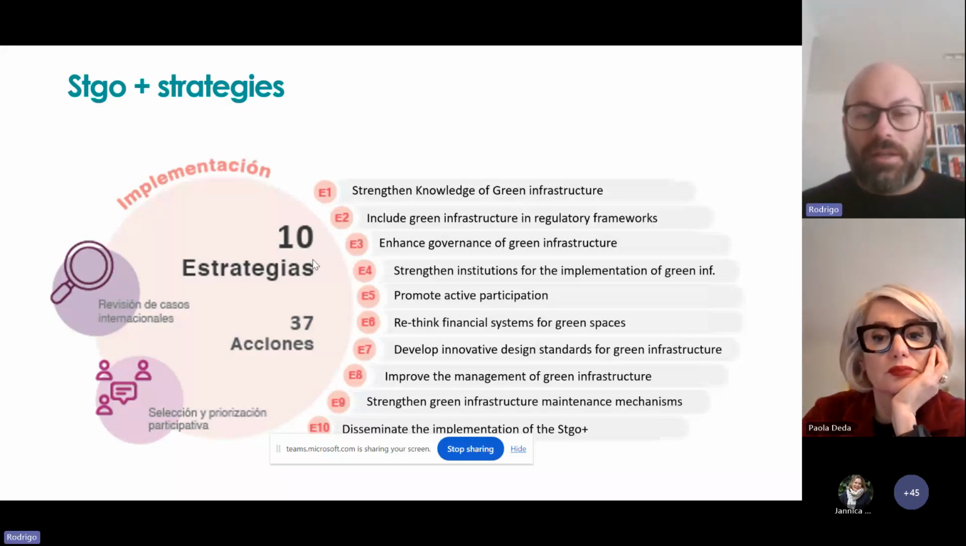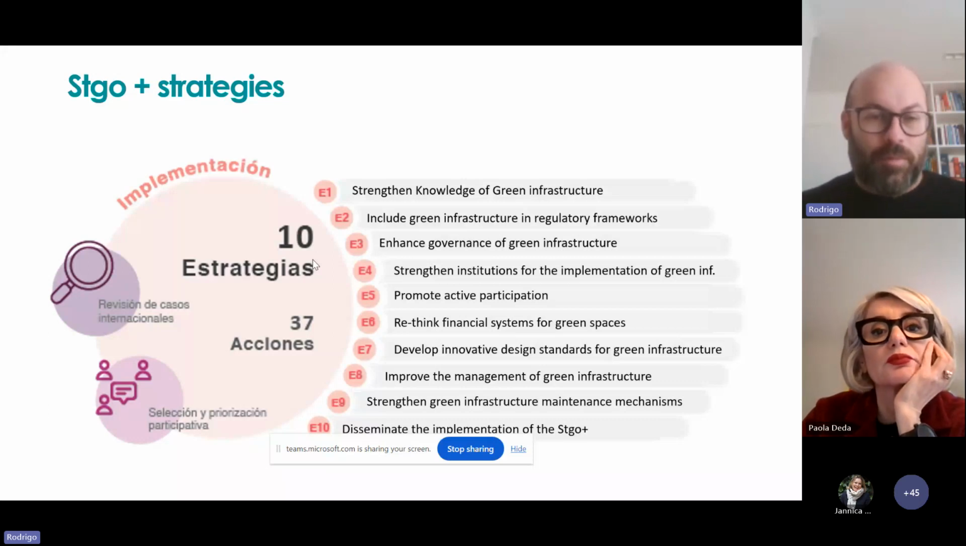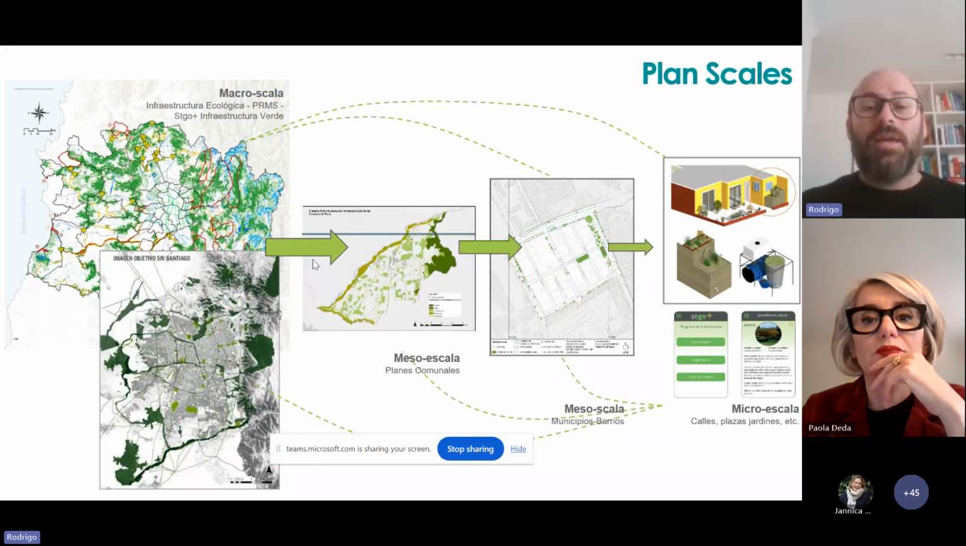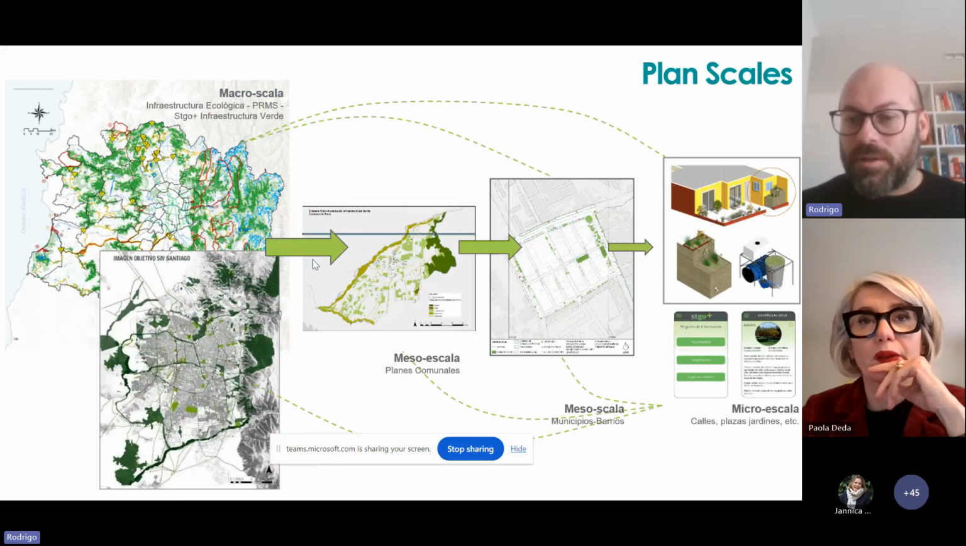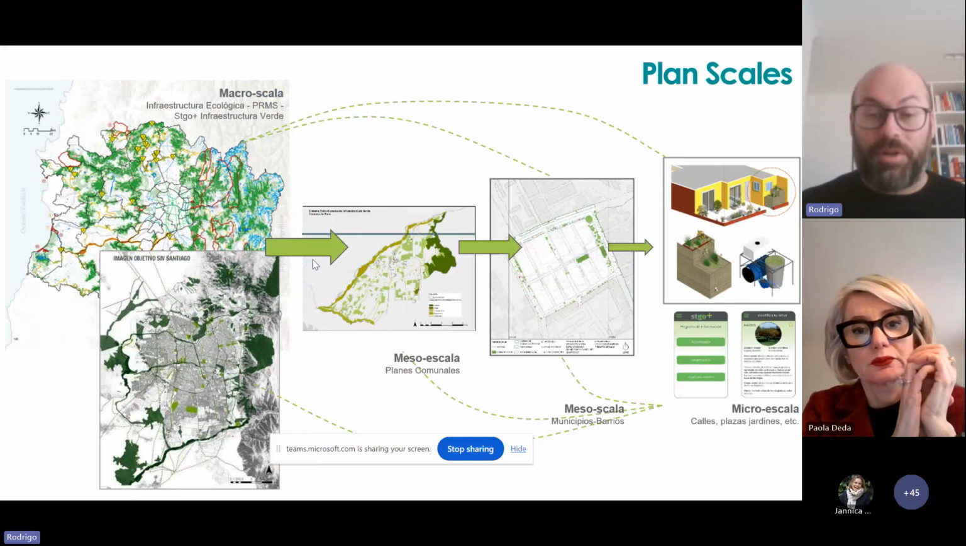Innovative design standards, and improving the management of green infrastructure, how we deal with and maintain the green infrastructure when it is constructed or built, and also disseminate the implementation of Santiago Más to the rest of society and the communities. We work, as I said, at different scales. The plan is structured by the ecological conditions of the region, reaching also the micro scale, in which streets, gardens and squares are also pretty important.